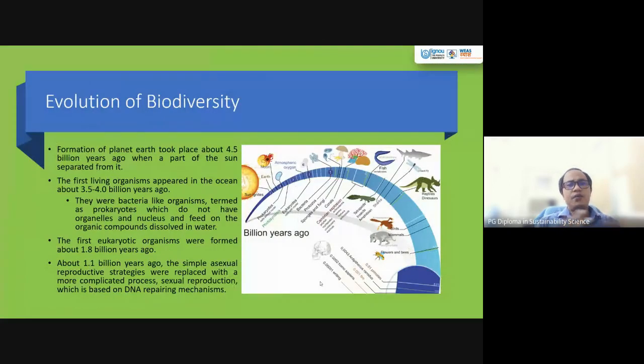Then, when we're talking about biodiversity, this biodiversity did not evolve in one day. It is a long process, we know that. If you look at the history of the evolution of biodiversity, so far we know that first the formation of the planet Earth took place. That was around 4.5 billion years ago, when a part of the sun separated from it.